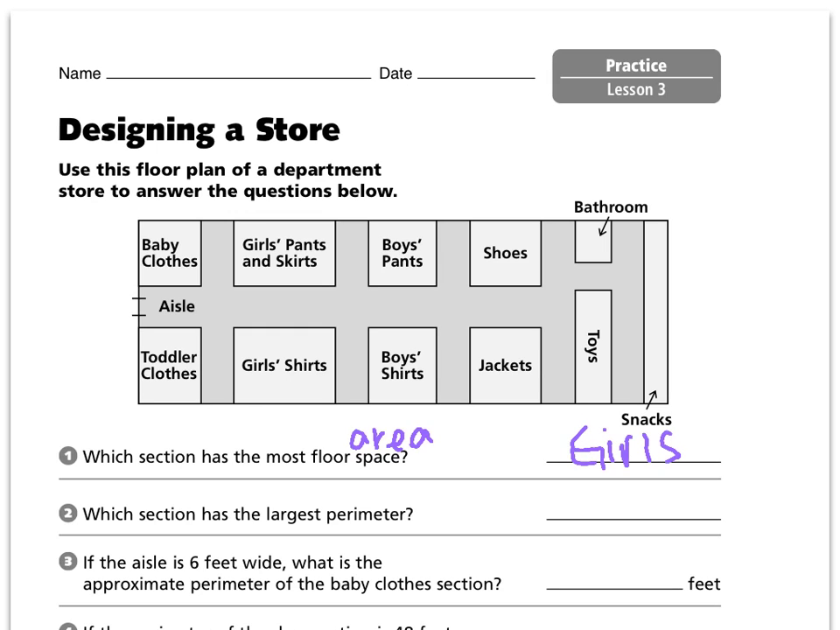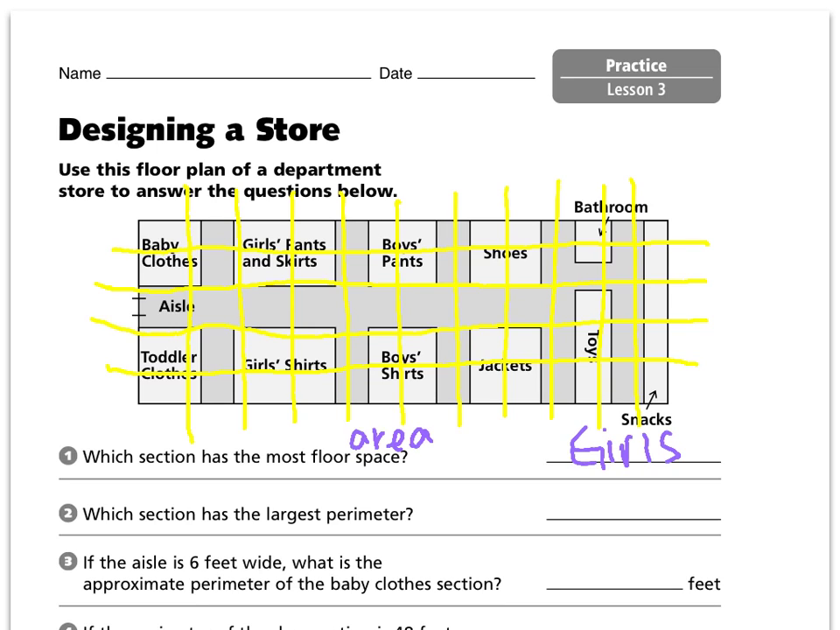Which section has the largest perimeter? In order to find the perimeter of different areas, I would be able to cut this into a grid. That way I can visualize it better. I start at the aisle, and then I'm cutting about equal pieces going across the rows. And then I start cutting equal pieces going down for columns. Once you have a grid, you can visualize just how much area or perimeter each section has. Remember, again, we're estimating, so it doesn't have to be perfect.